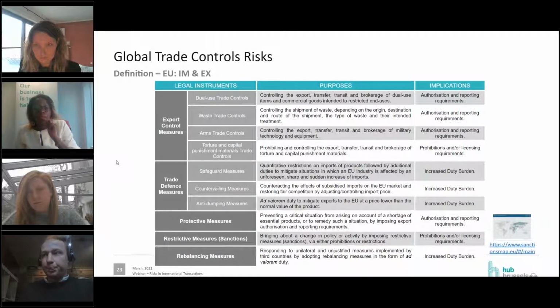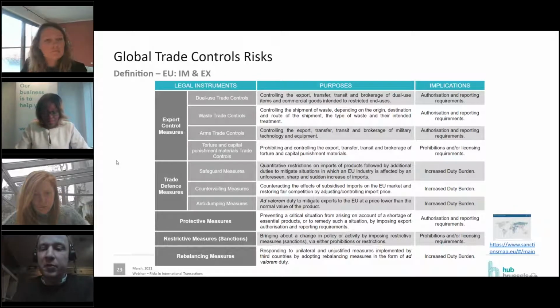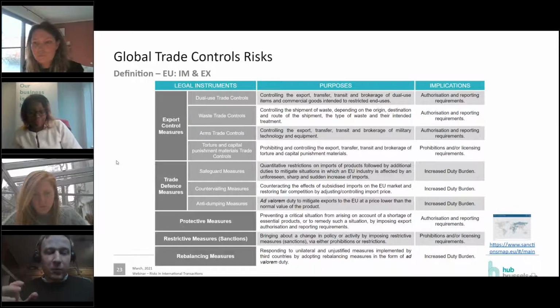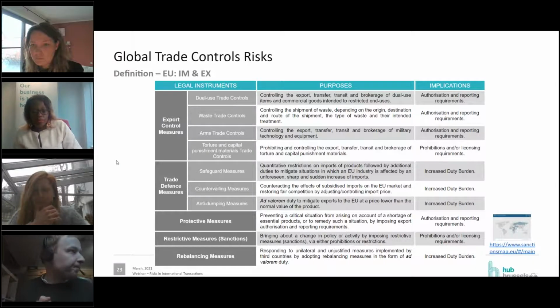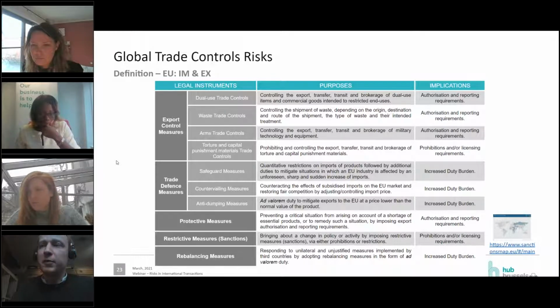So as mentioned, global trade controls cover various legal instruments. In this slide, we have tried to flag most of these legal instruments, and we have categorized them into 5 different categories. So first, export control measures. Second, trade defense measures. Third, protective measures. Fourth, restrictive measures, so in other words, sanctions. And finally, fifth, rebalancing measures.